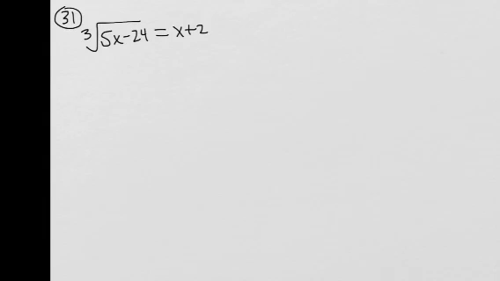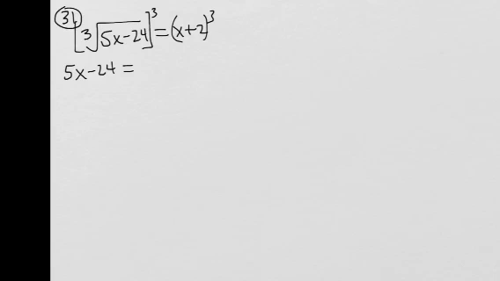Okay, for number 31, we are solving for x, and again, we've got to get rid of that radical, which in this case is a cube root radical. So to do that, we raise both sides to the third power. On the left side, we have 5x minus 24. On the right side, we can use Pascal's triangle, the 1, 3, 3, 1.